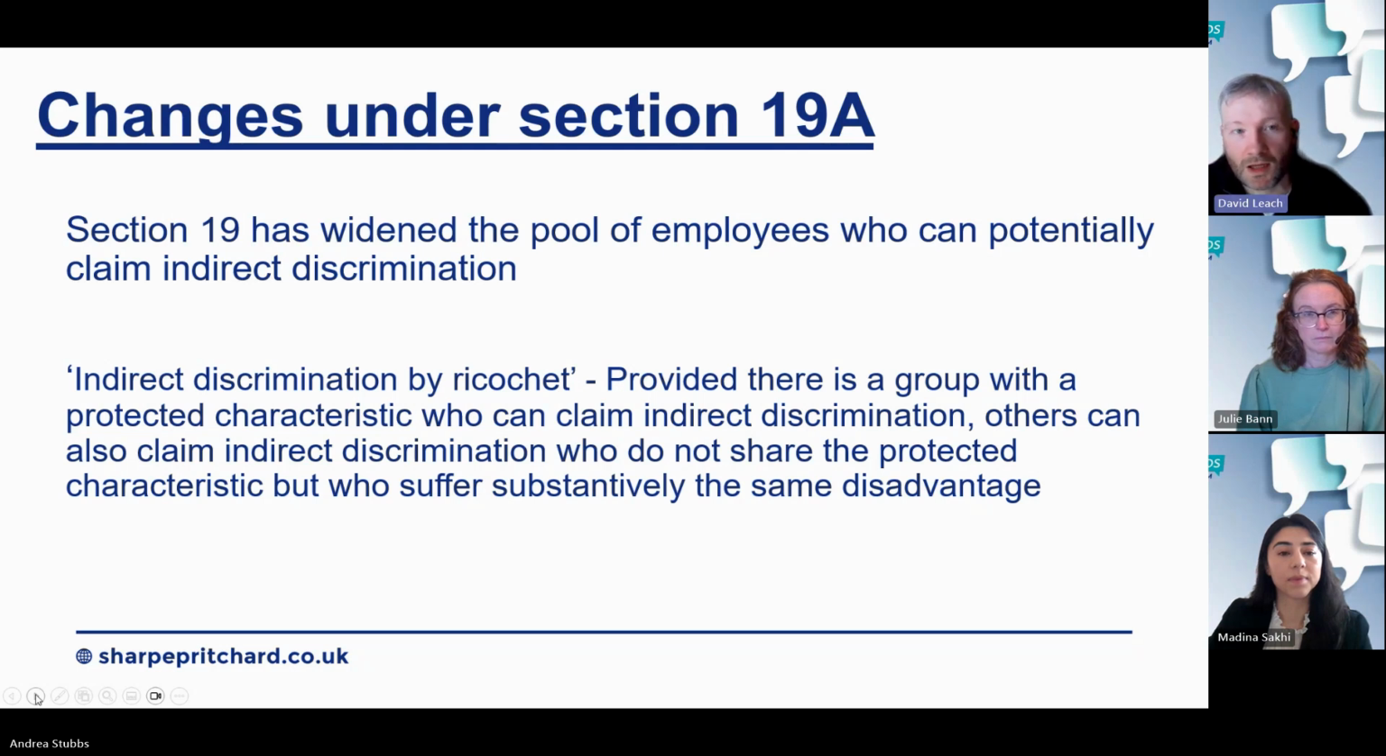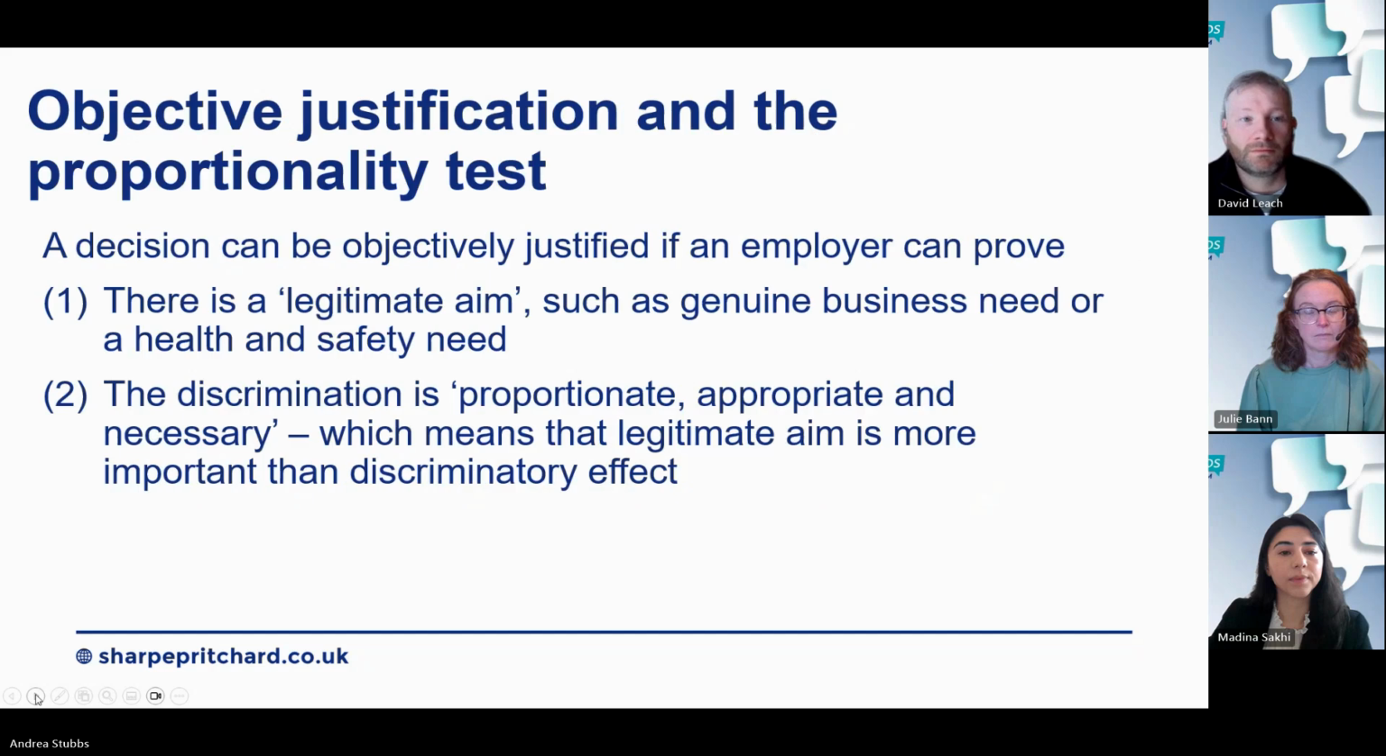Next slide, please. So obviously, this is the key defence for an employer, the objective justification and proportionality test. What is your legitimate aim? Why are you doing this? What are you trying to achieve? And is your business need or health and safety need? That is part of it as well. What are you trying to do? If you're trying to drive up attendance in the office, that's an understandable aim. But is this the right way to drive up attendance in the office, for example? And then is it proportionate, appropriate, and necessary?